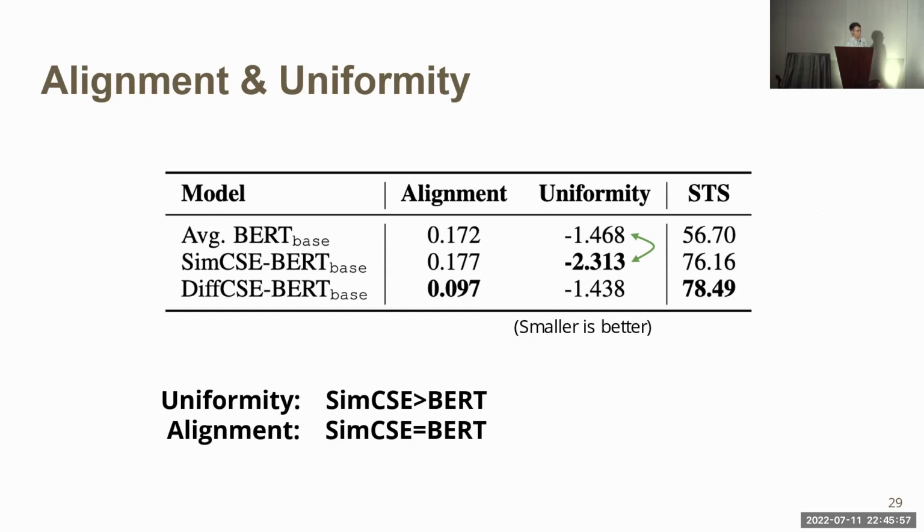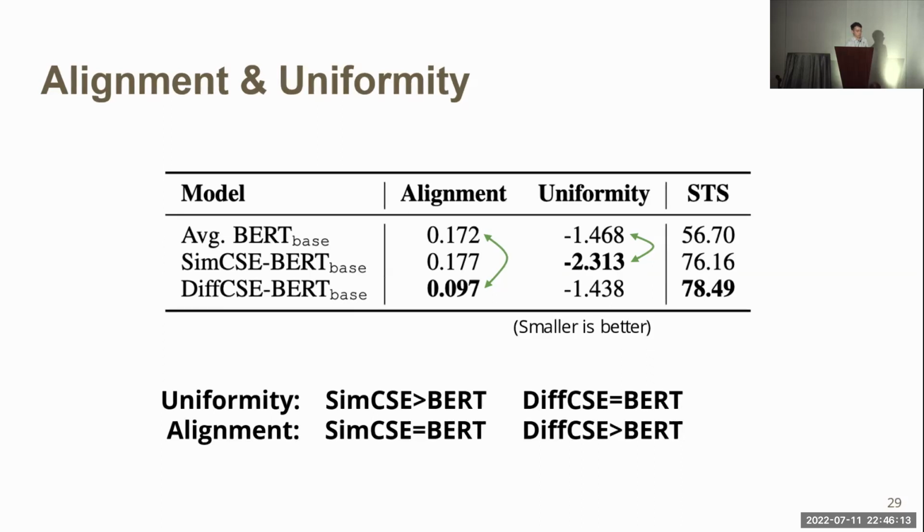And for SimCSE, we can see that it can achieve a much better uniformity, but its alignment is still similar to BERT. However, our DiffCSE model has a much better alignment compared to BERT, but its uniformity is similar to BERT. So this result indicates that our model and the SimCSE model are actually optimizing the representation space in two different directions. And our improvement maybe mainly comes from the better alignment.